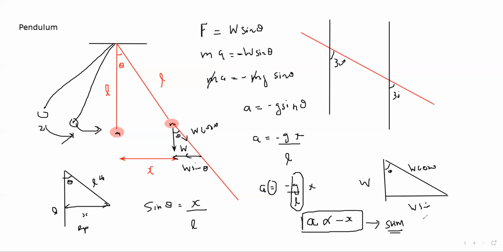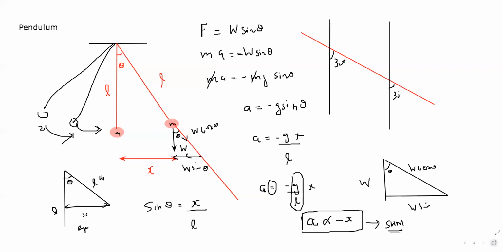Is it clear how we show that a mass attached to a spring, a mass attached to a string, a pendulum, is performing a simple harmonic motion? Any doubt? No, sir.